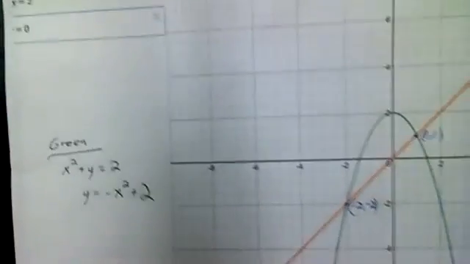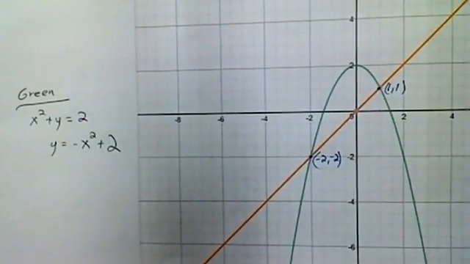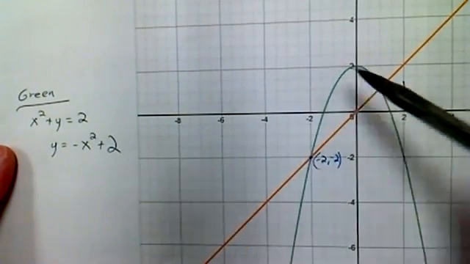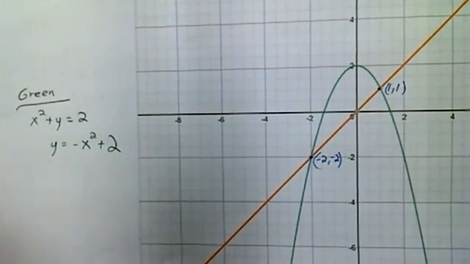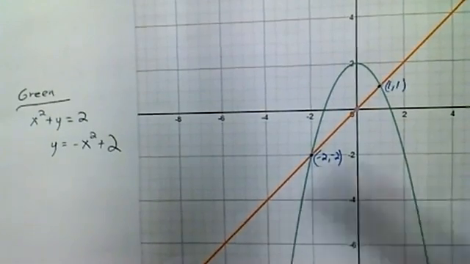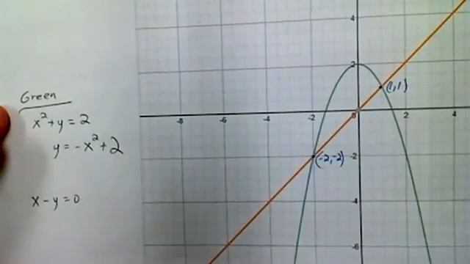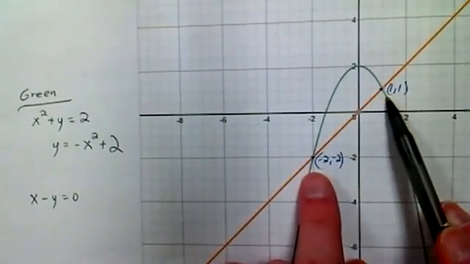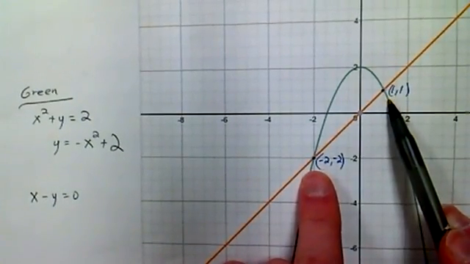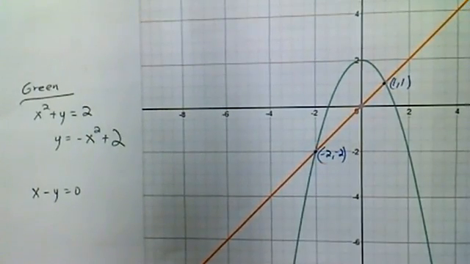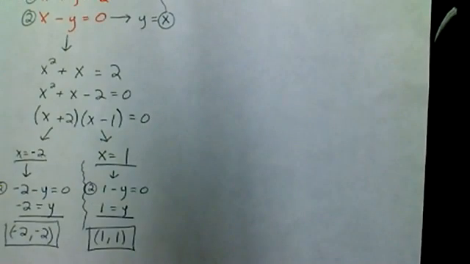That's done with transformations, in this case negative x squared plus 2. Negative x squared, I know it's opening down and it got shifted 2 up. That's the green one. The other one is just y equals x, or x minus y equals 0. And you can see where they intersect. It's right at those points, right at those solutions. So always remember graphically what this means, okay? So that's the first one: one linear, one nonlinear.